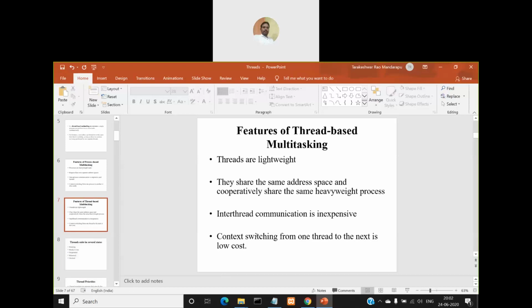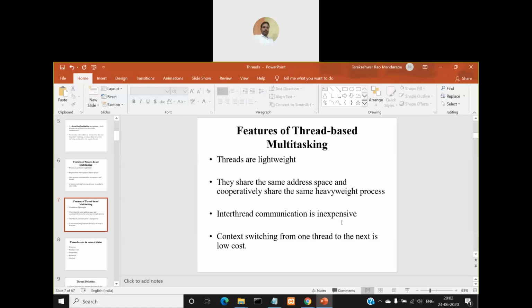Coming to features of thread-based multitasking, threads are lightweight. They share the same address space and cooperatively share the same heavyweight process because they are part of a single process. A separate address space is not required for the threads. Whatever address space is allotted for the process itself will be shared by all the threads because all the threads are part of the program itself.